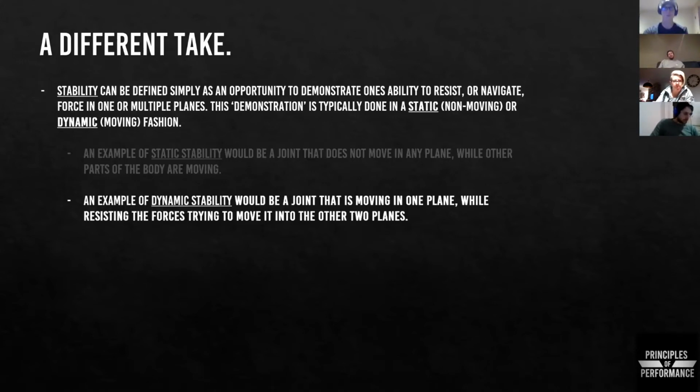Now, an example of dynamic stability would be a joint that is moving in one plane while resisting the forces trying to move it into the other two planes. So if we were to look at, say, for example, a single leg deadlift, I'm going to take one leg off the floor and reach it back. The leg that I keep on the floor is moving into flexion, and I have to resist the forces of rotation and lateral movement through the frontal plane in order to keep my moving leg, so the leg that trails behind me, and the trunk in a straight line. So I've got to be able to navigate the forces of rotary and frontal plane while I manage that hip in flexion.